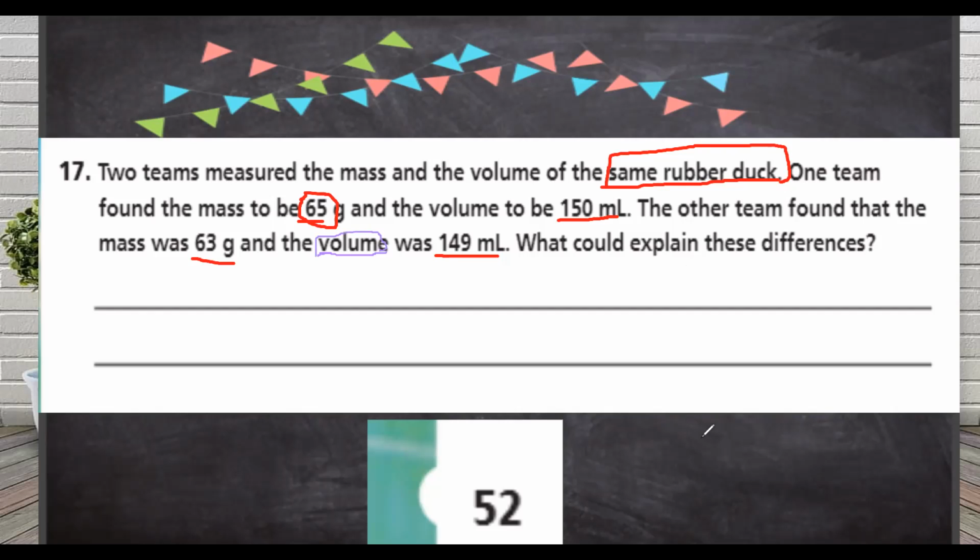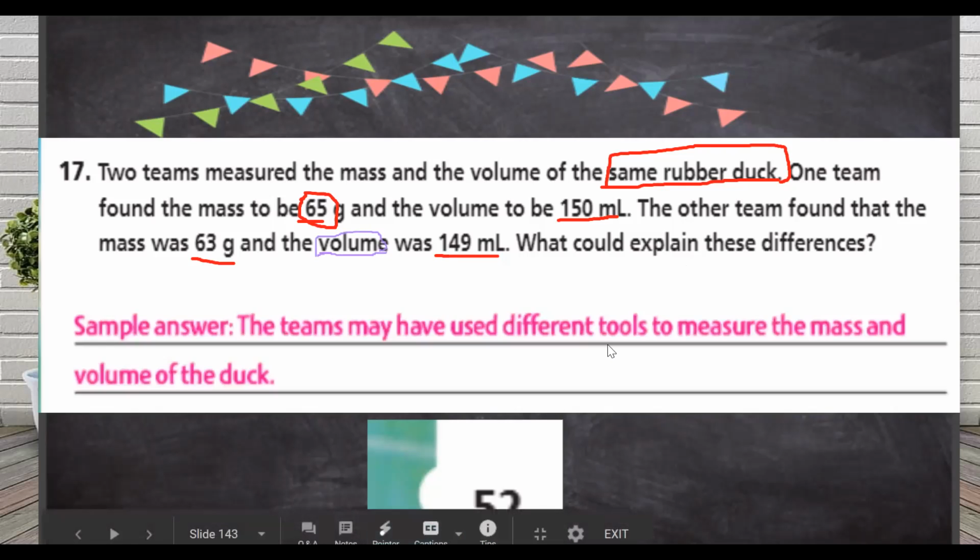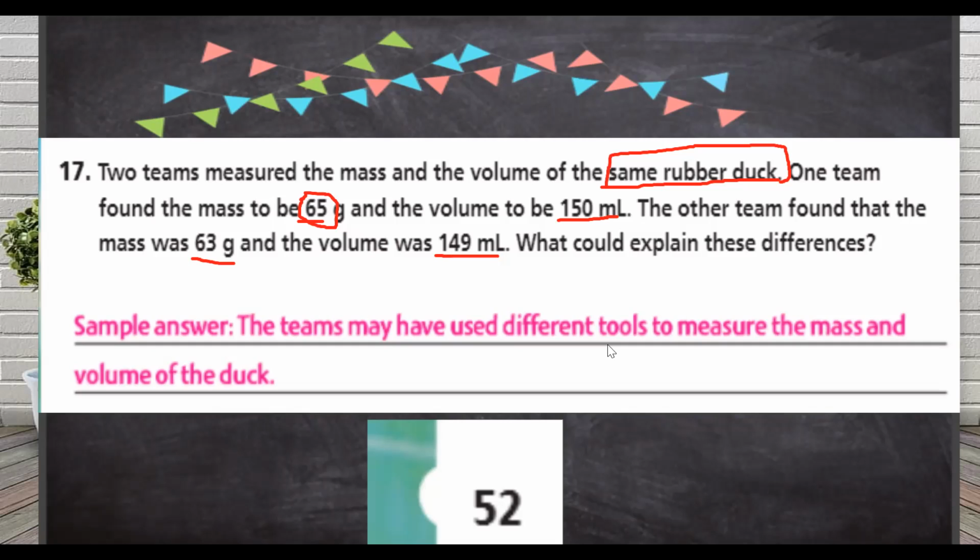Let me show you the answer because the time is already up and you need to go to your second class. So the teams may have used different tools to measure the mass and volume of the duck. If you use different tools, it can give different measurements, okay? And sometimes your tools can be not accurate, not specific, not truly precise.